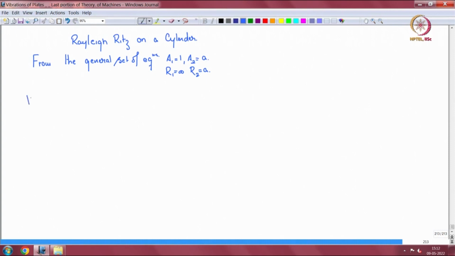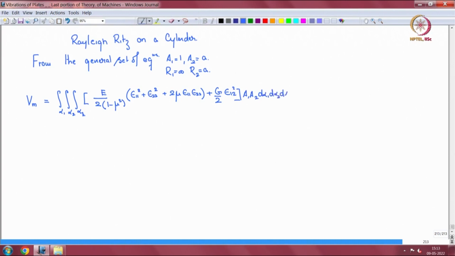Now if you form the V max, integral over alpha 1, alpha 2, alpha 3, E over twice 1 minus mu square, epsilon 1 1 square plus epsilon 2 2 square plus twice mu epsilon 1 1 epsilon 2 2 plus G by 2 epsilon 1 2 square, A1 A2 d alpha 1 d alpha 2 d alpha 3.